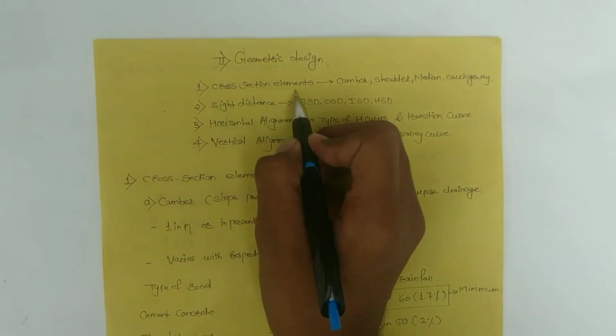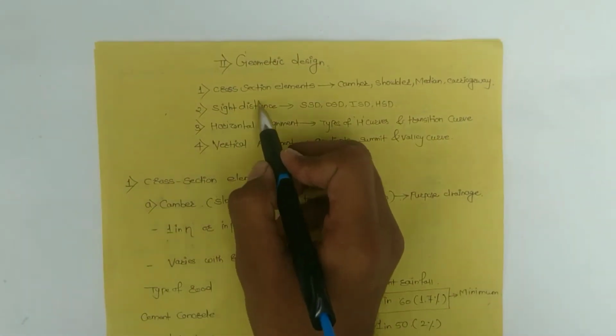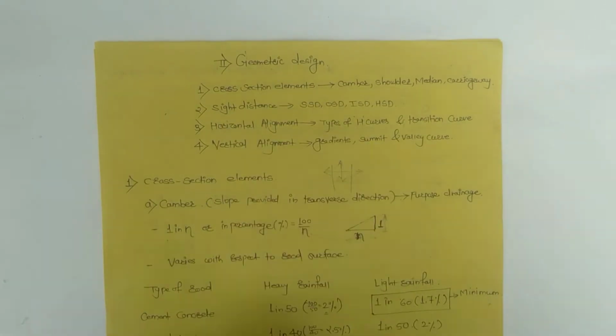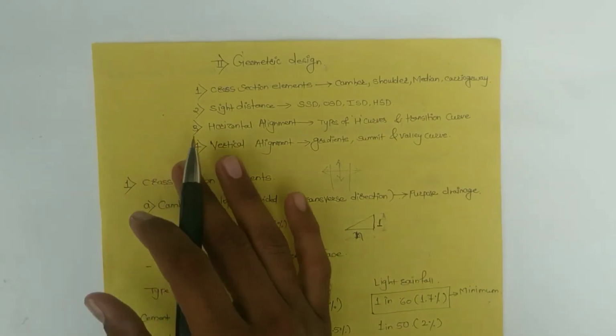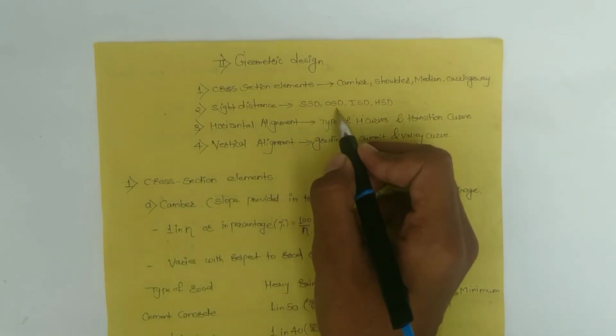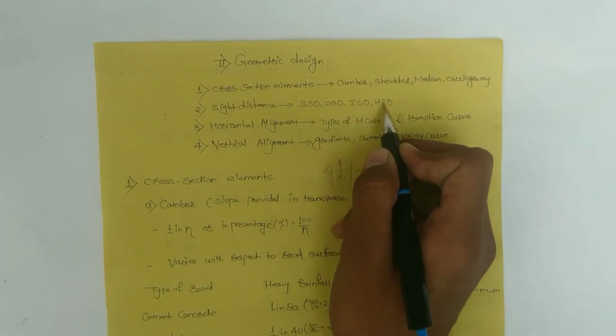After studying the cross section elements, our next point in the geometric design is sight distance. Then in sight distance we are going to study stopping sight distance, overtaking sight distance, intermediate and headlight sight distance.